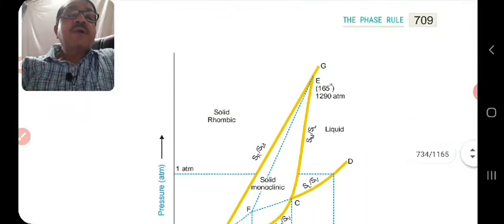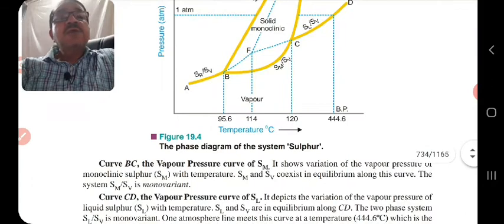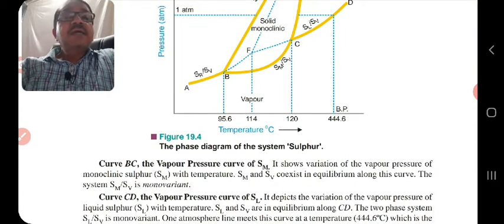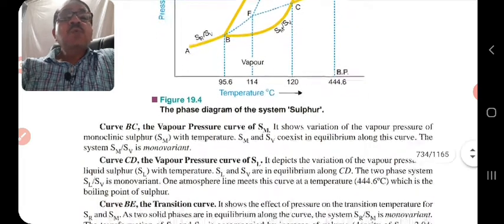Now another curve, curve BC, the vapor pressure curve of SM. Curve BC is represented in the diagram. So it denotes the vapor pressure curve of monoclinic sulfur. It shows variation of the vapor pressure of monoclinic sulfur with temperature. SM and SV coexist in equilibrium along this curve. The system SM and SV is monovariant.